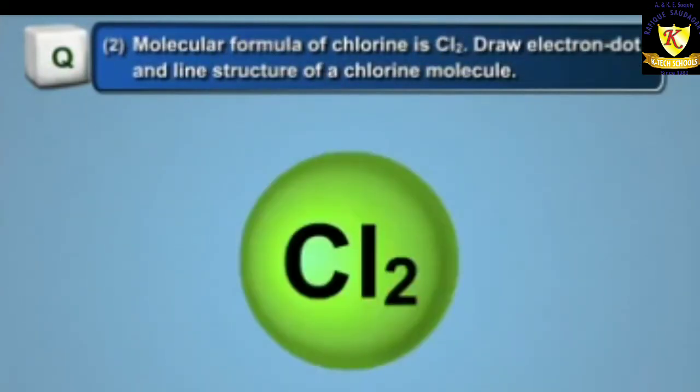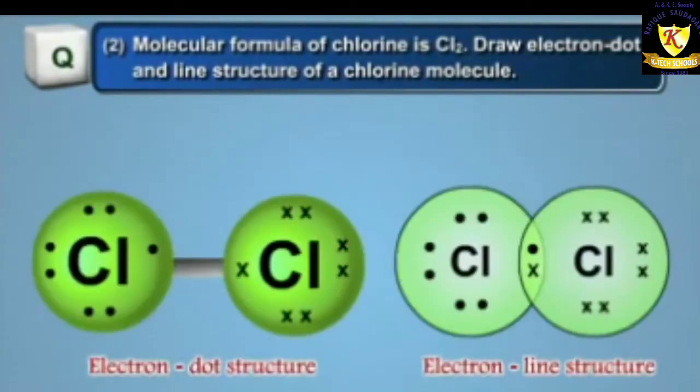Molecular formula of chlorine is Cl2. Draw electron dot and line structure of a chlorine molecule. So, the electron dot structure and the line structure of the chlorine molecule should be drawn in this way.